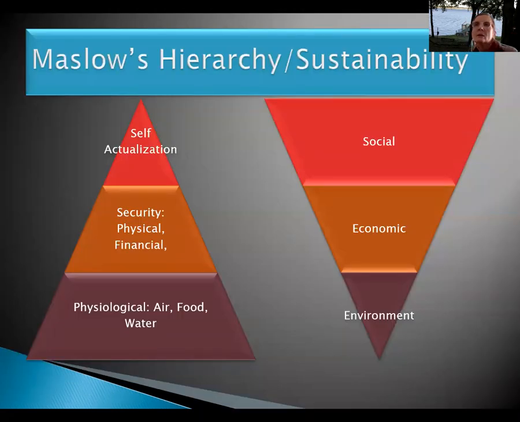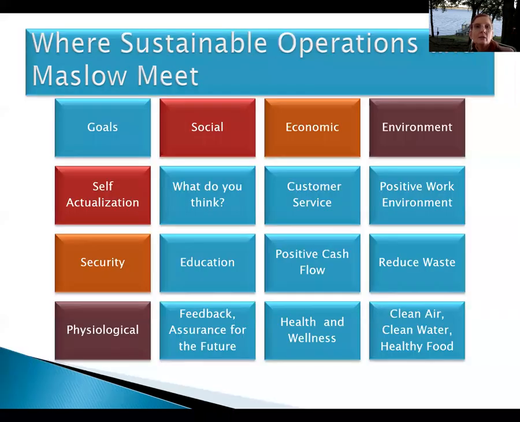Now, today we're going to talk more about where Maslow's hierarchy of needs meets sustainability. So when you put these two hierarchy of needs together, you end up with your sustainability square. And this is your sustainability matrix, okay? As you can see down one side, you have your self-actualization, your security, your physiological needs. And then, of course, sustainability is the social, economic, and environmental needs.